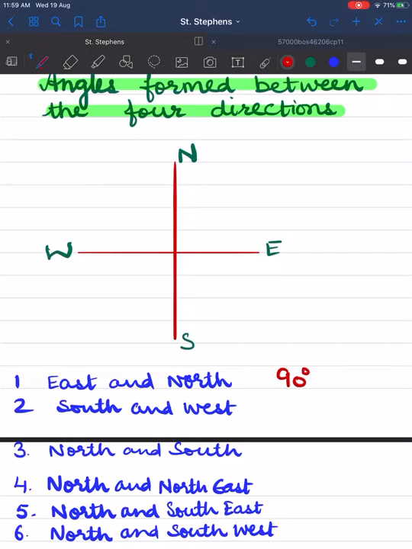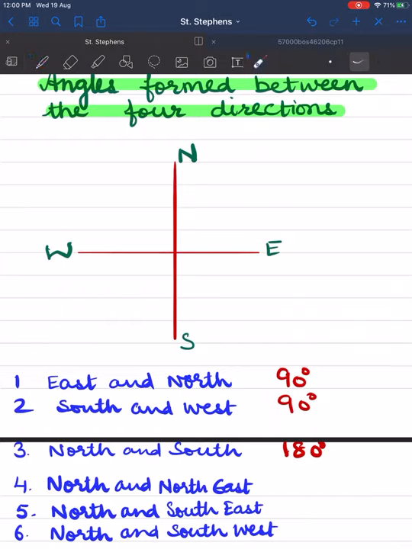Now let's find the angle between south and west. South and west. So again we observe it is 90 degrees, a right angle. Now between north and south. Now we observe it has two right angles. So it is a straight angle. So it is 180 degrees.